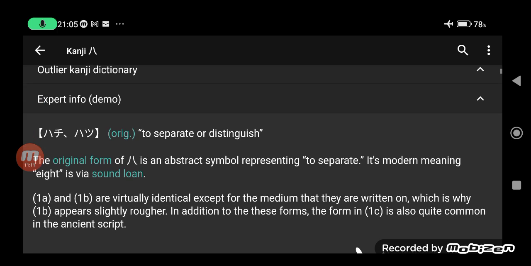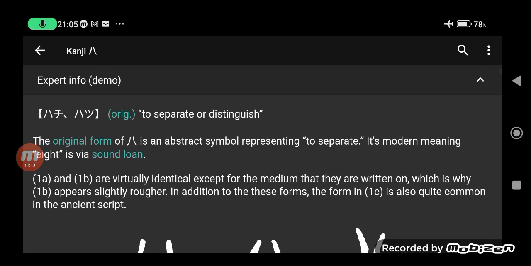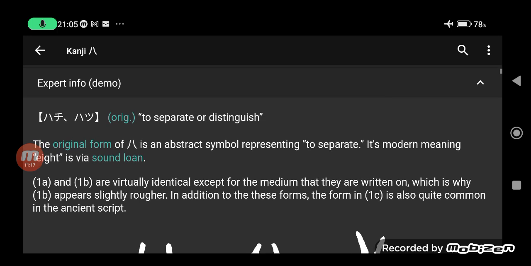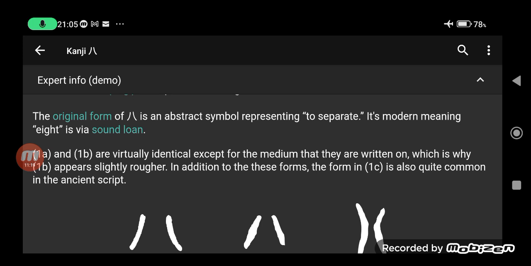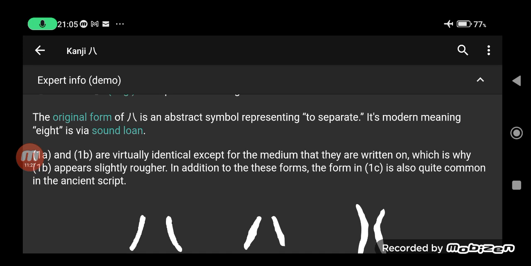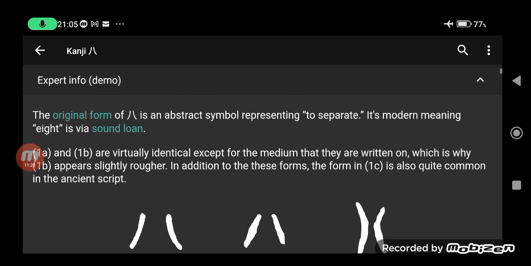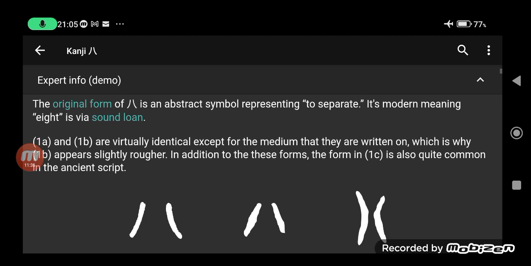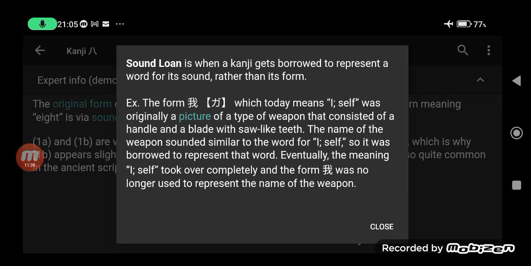Okay, expert opinion. The origin of hachi: the original or Chinese meaning is to separate or distinguish. The original form of hachi is an abstract symbol representing the meaning to separate. Its modern meaning, which is 8, the one used in Japan, has been generated via the principle of sound loan. So please just screenshot this, the principle of sound loan.